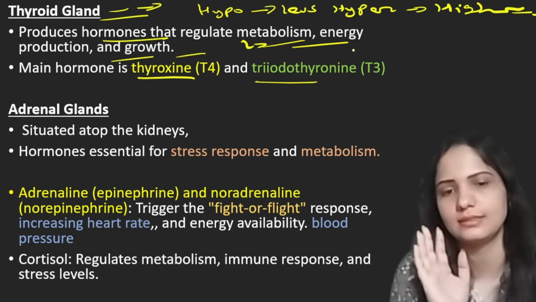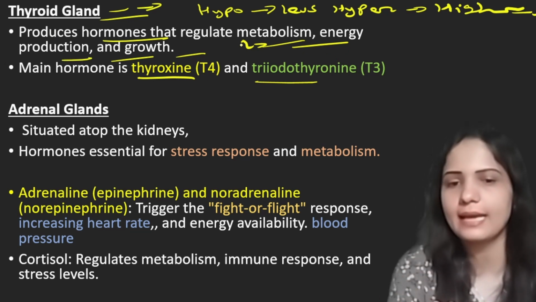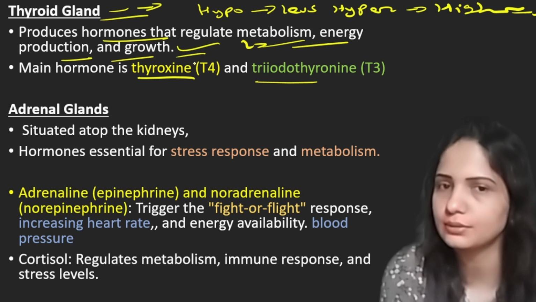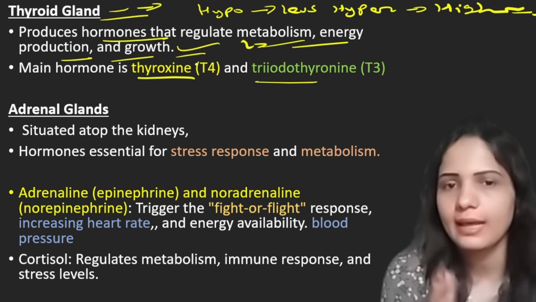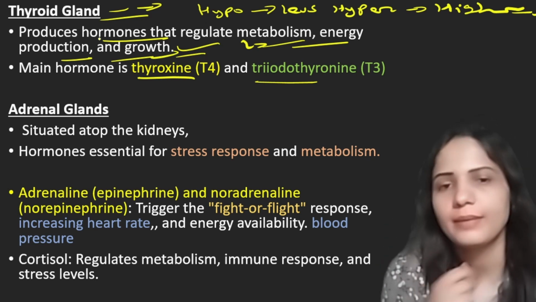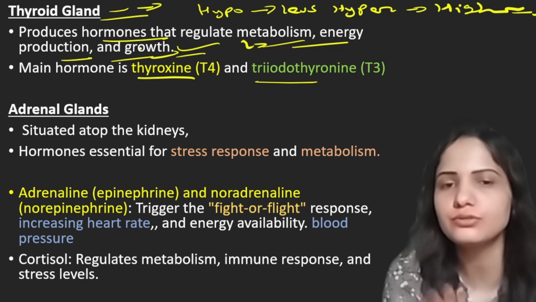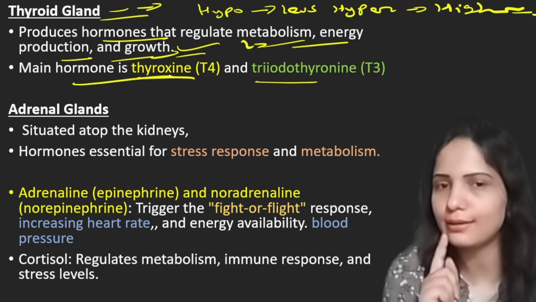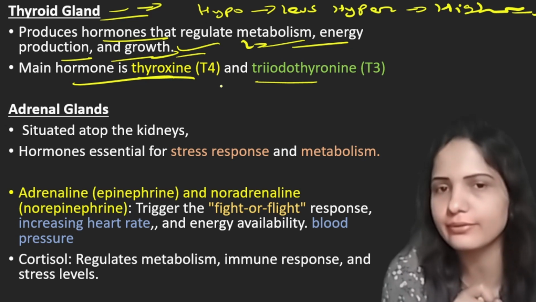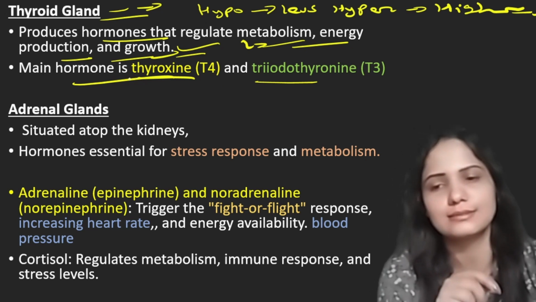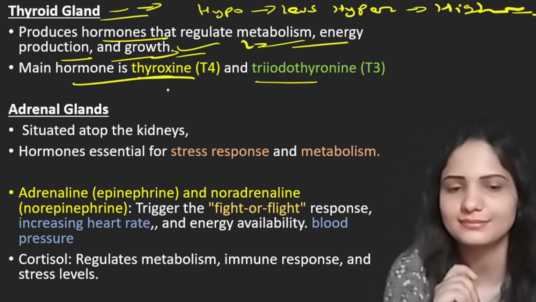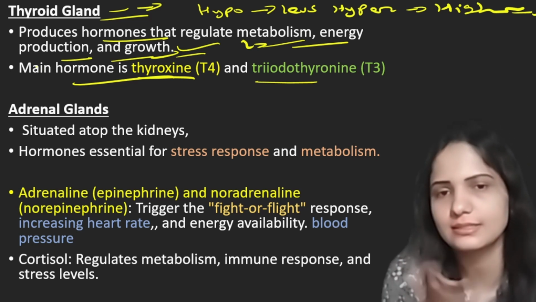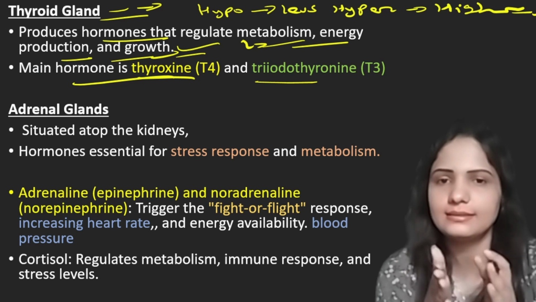You just have to remember that they regulate metabolism, energy production also comes under metabolism, and then they regulate growth. If a person has good metabolism, that will lead to good growth, but if a person has poor metabolism, that will lead to poor growth. Understood? Now, the main hormones secreted by the thyroid gland are thyroxine, T4, and triiodothyronine, T3. These are the two hormones secreted by the thyroid gland. Clear? It is very easy. Just remember thyroid gland, T3, T4.